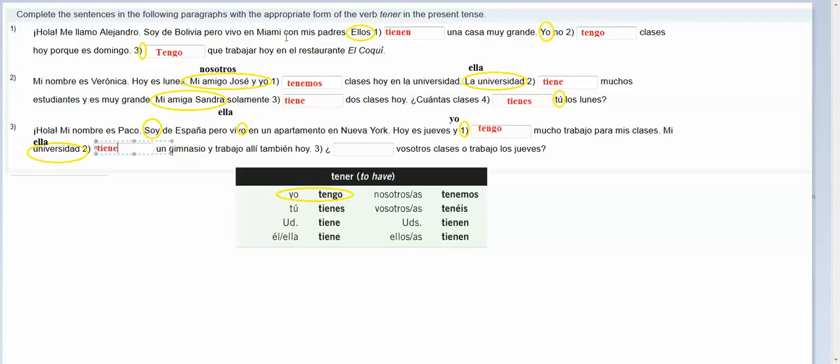Okay. Y trabajo allí también hoy. So here, again, we've got no subject. Well, actually, this is a question. So it says blank, vosotros clases o trabajo los lunes. So it's asking if you all have classes or work on Thursdays. So you should pick tenéis. Because remember, when it's a question, your subject comes after the verb.